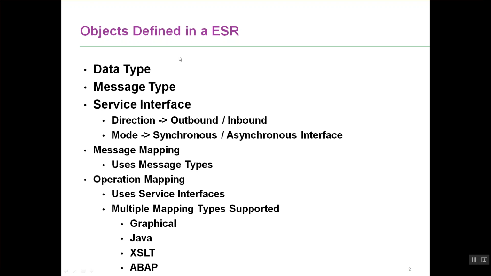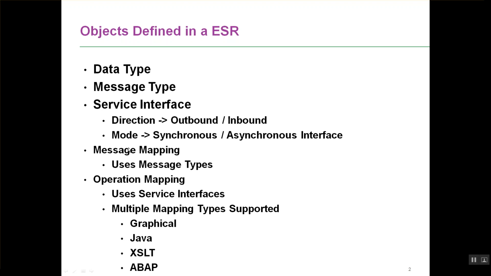So you would define a data type, you would define message types, you would define service interfaces, and then you would be defining what we call a message mapping. The message mapping is used because PI's role as an EAI platform, or enterprise application integration platform, is not just to transfer data from one system to the other system. It is also because each system would expect the data in a different format, which means PI needs to perform some mapping or translation of the data from one format to the other format. And that kind of mapping or translation is done using what we call a message mapping. And the message mapping uses this object, message type.